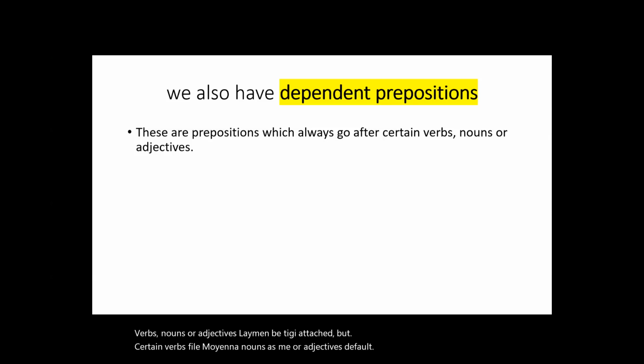Do they have a rule we can follow? No. We learn them as much as we practice. There are a lot of them, and some of the words you'll recognize when you see them now. And why do we call them dependent prepositions? Because they depend on the verb that comes before them, or the noun or adjective that comes before them, and so on. Let's see some of them.